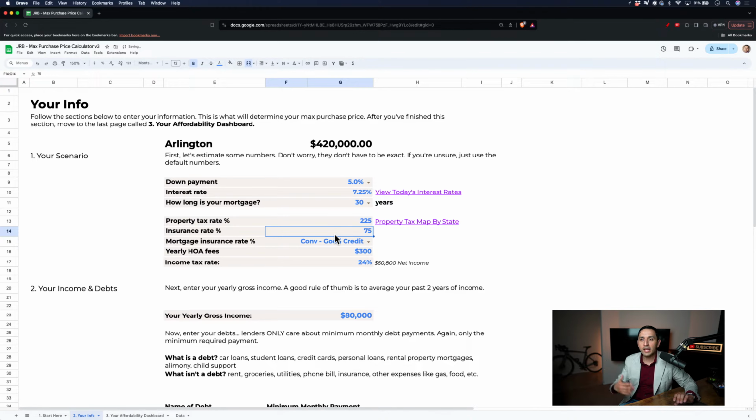Now let's talk about home insurance. Home insurance is something that you're going to be required for as long as you have the loan. And even after you have that loan, I strongly encourage you to keep paying your home insurance premium, because you never know when something could happen, right?